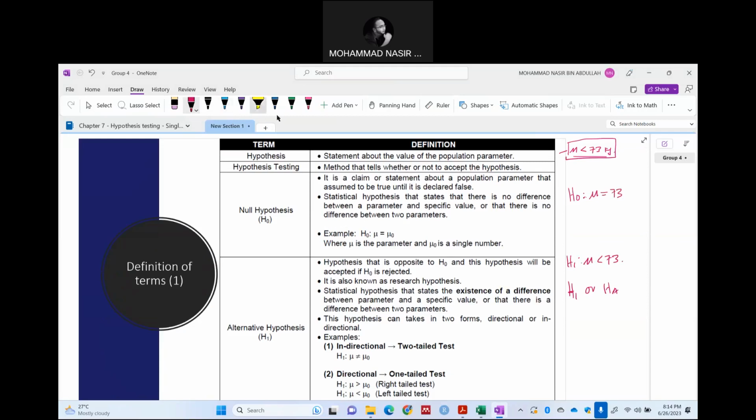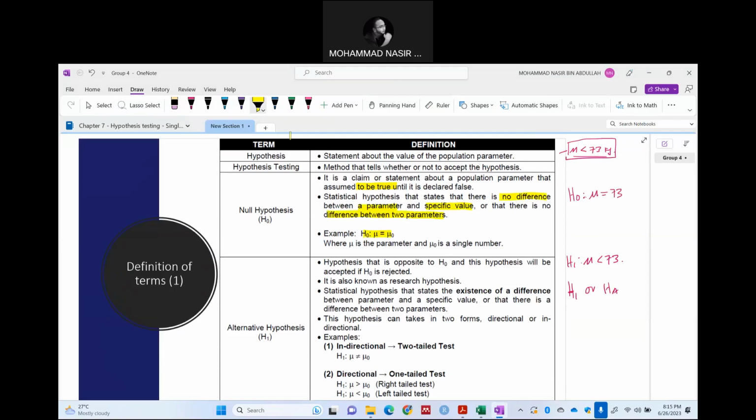So let's look at this one. Null hypothesis is a claim or statement about the population parameter that is assumed to be true until it is declared false, right? Statistical hypothesis states that there is no difference between the parameter and a specific value, or there is no difference between two parameters, right? This is an example of null hypothesis, mu equal to mu naught. Mu naught is some value, right?